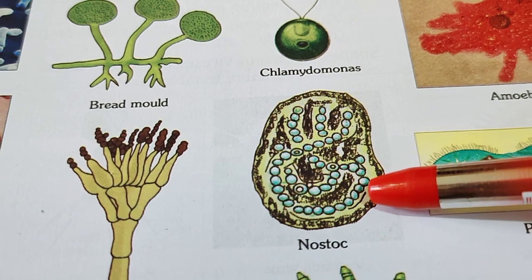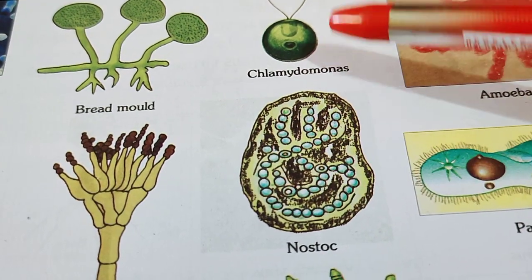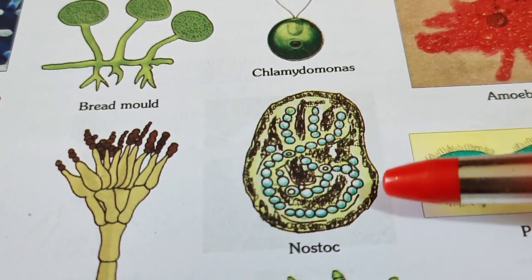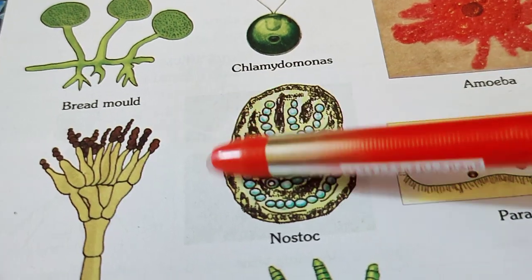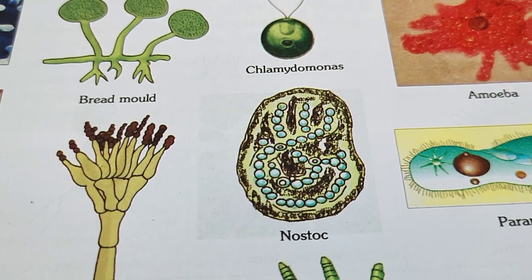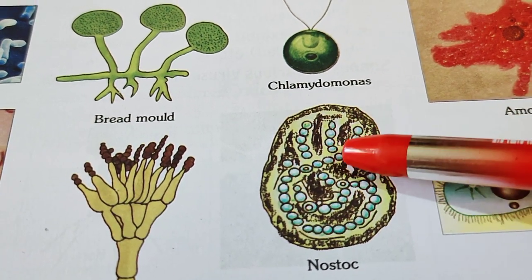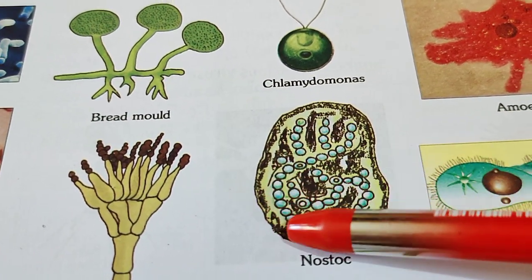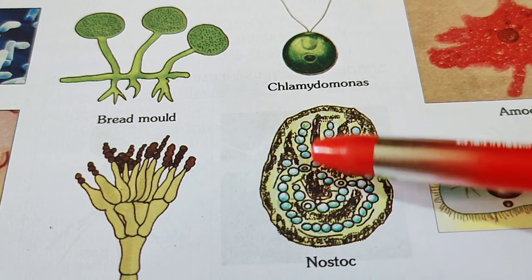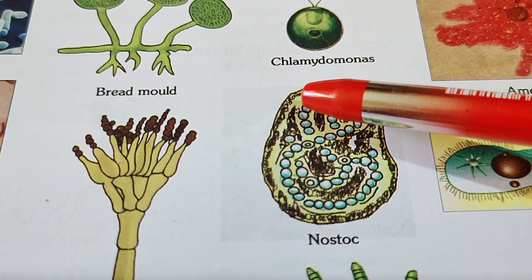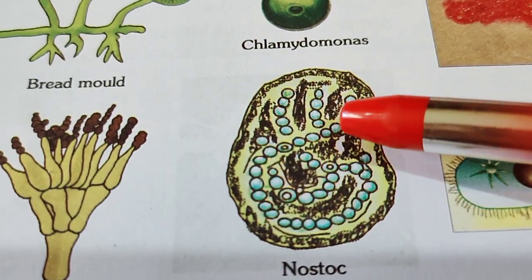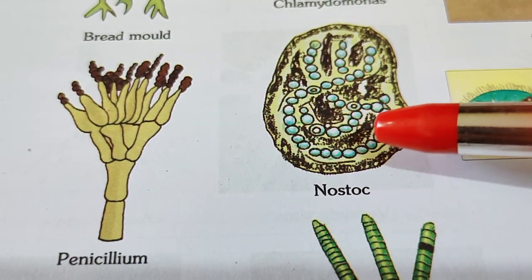Next, it is showing Nostoc filaments. Nostoc, which is a filamentous alga. You can see these are the cells which altogether form the filamental structure of the alga. Each cell is attached to the others.